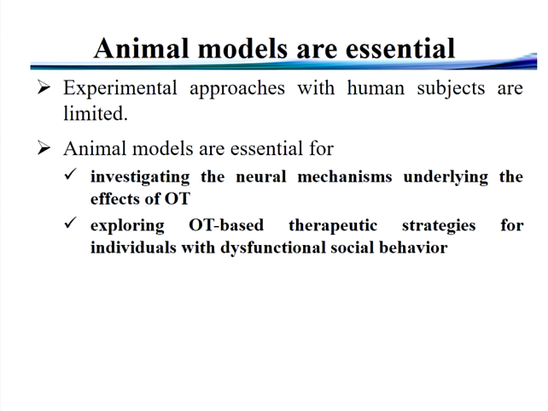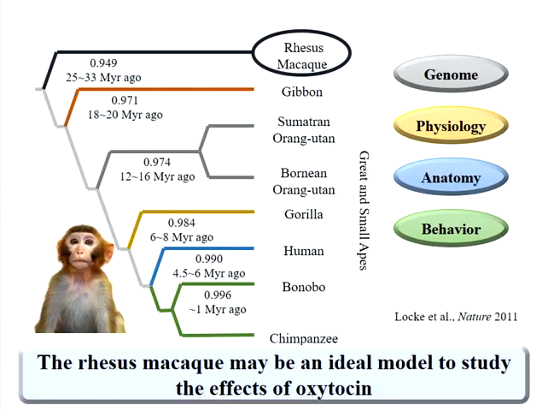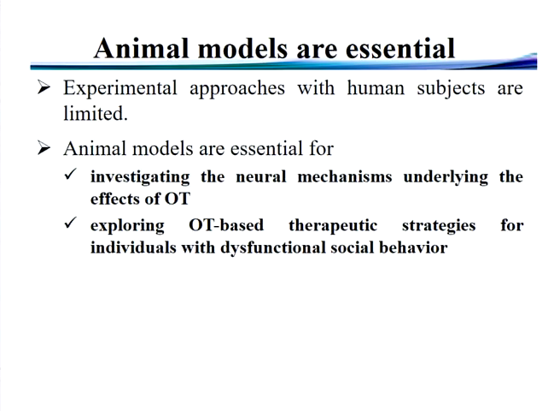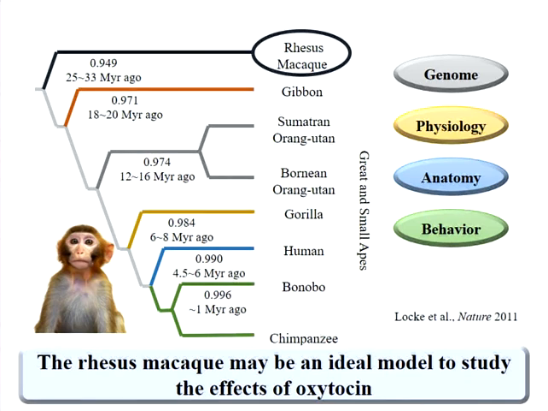Animal models are essential for us, not only for investigating the neural mechanisms underlying the effect of oxytocin, but also for exploring oxytocin-based therapy strategies for individuals with dysfunctional social behavior. Then the problem is, what kind of animal shall we use? We all know oxytocin has been studied in rodents for many years, even before the human studies. But shall we use rodents? Of course, they are very good animal models, and they help us understand a lot about the neural circuits of oxytocin. But we know rodents have very different social behavior compared to humans.